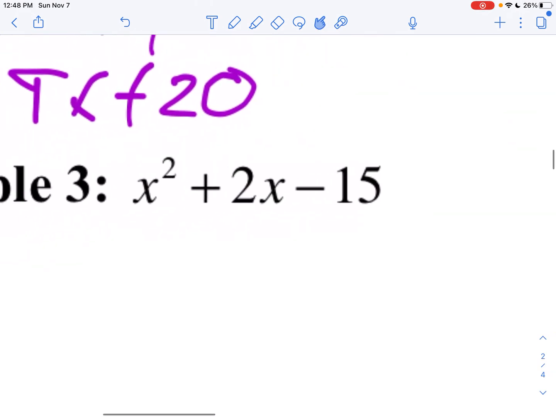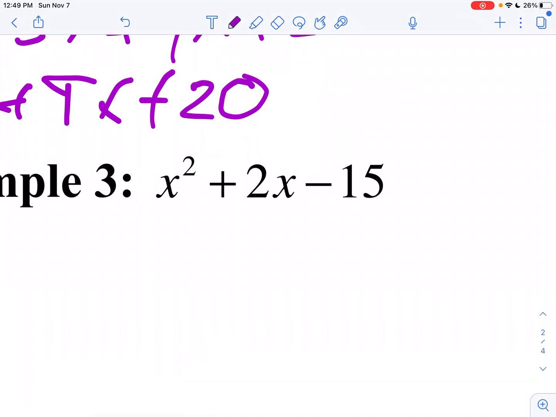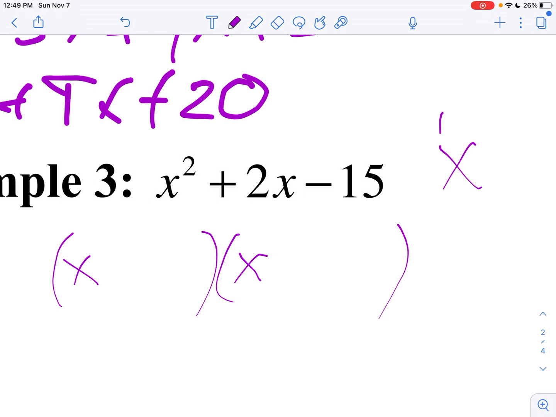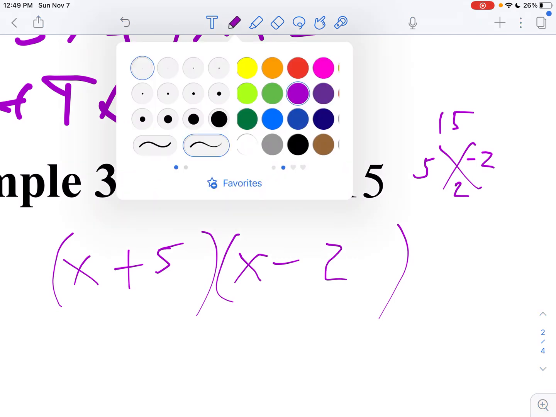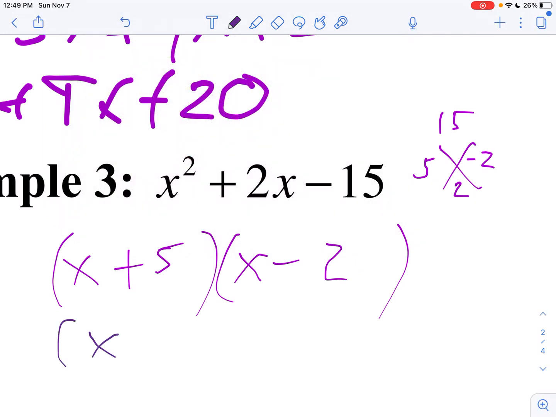Let's take a look at example 3. Now I have a positive and a negative, so I make two parentheses again. I know my x and x. This time I want my bigger number to be positive because it has to multiply to negative 15 and add to 2. So I want a positive 2x, so I'll have positive 5 and negative 2. So I'm going to say x plus 5 and x minus 2. By the way, this is commutative. That is, the order doesn't matter. If you do this problem a different way, and let's say you write x minus 2 times x plus 5, that's the same answer. So don't worry about the order you write these in.